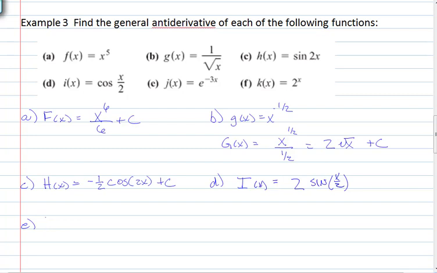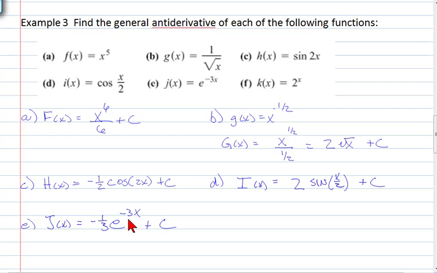Antiderivatives for exponentials are just as easy as the derivatives are. You just got to remember to divide by that constant there. So it's going to be negative 1/3 e to the negative 3x. I forgot my plus c last time. Sorry. Take a point away from me.